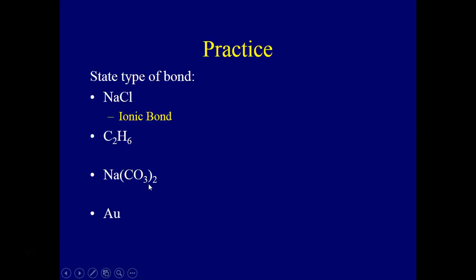NaCl is an ionic bond. C2H6 would be a covalent bond. Notice here we have a metal and a nonmetal. Here we have two nonmetals. Here we have a metal and a polyatomic ion. So this actually gives us both ionic bonds and covalent bonds. The CO3 is a covalent bond, but when we bond that with the metal, then we get an ionic bond between the polyatomic ion and the metal. And gold is a metallic bond.